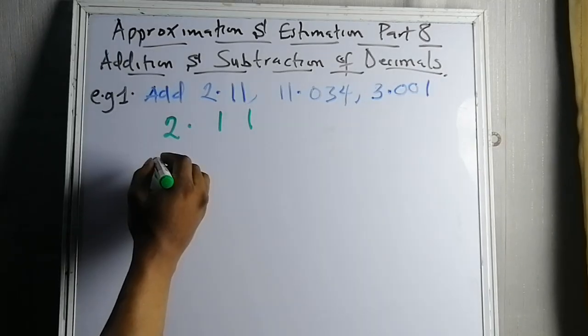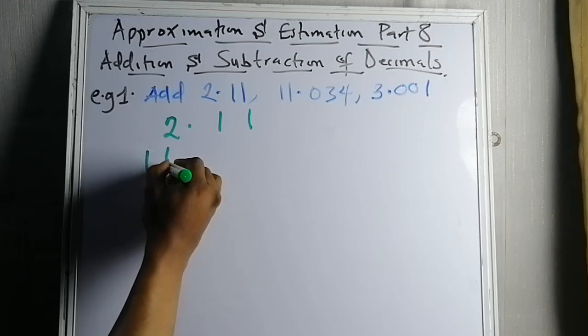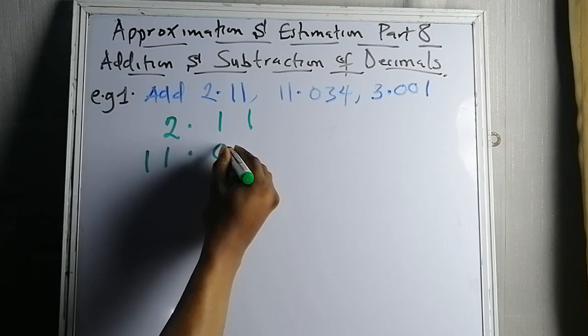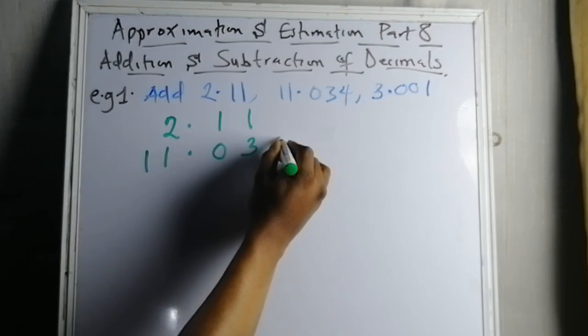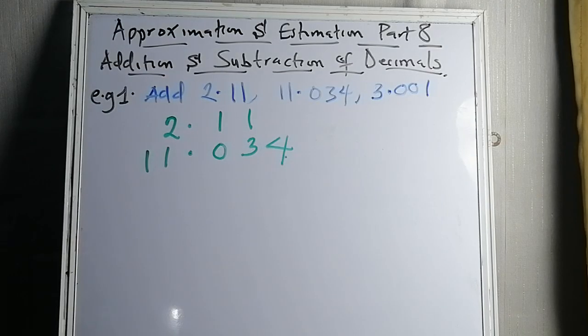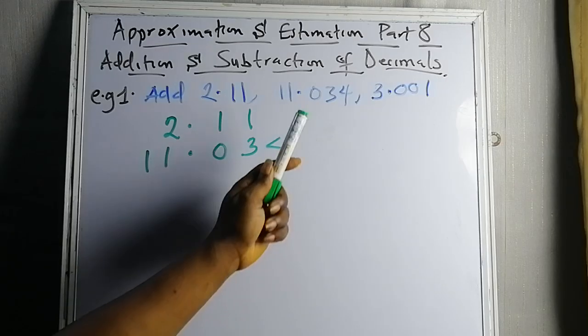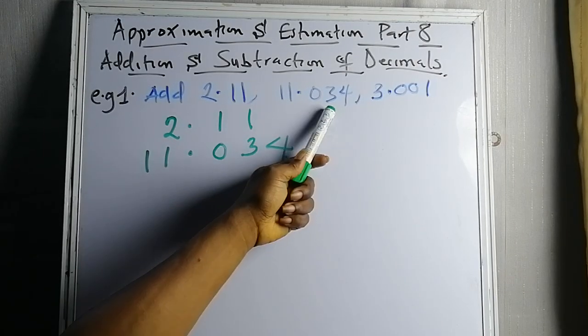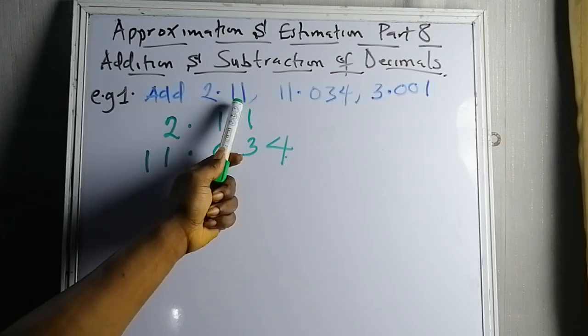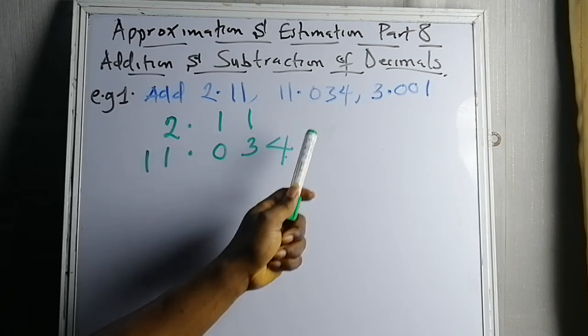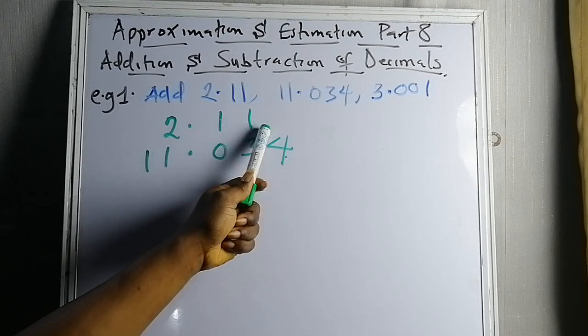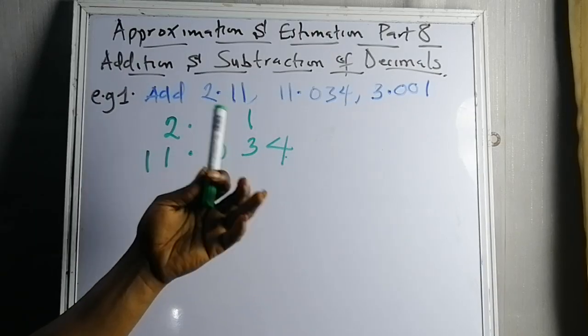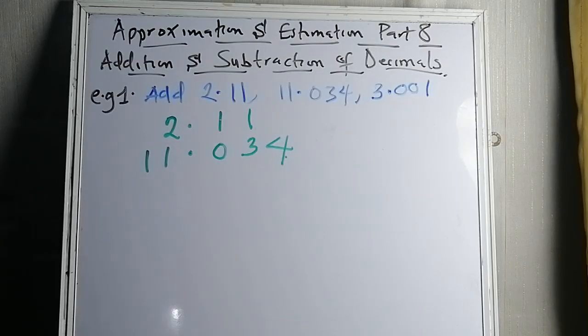This is 11.034. You see, 0, 3. This is the first 2 decimal places. The third one, this has no third one, so it means the third one is 0, but we can write it or you might not write it. It's not compulsory. Let's do the other one.